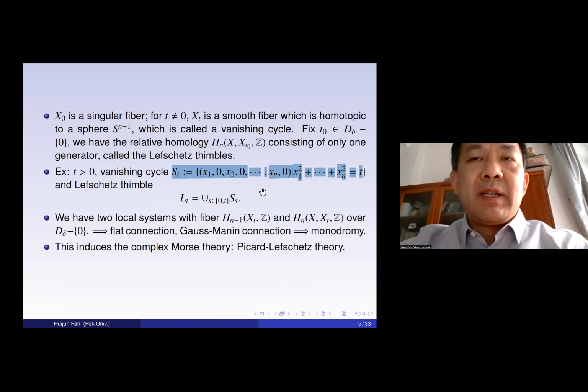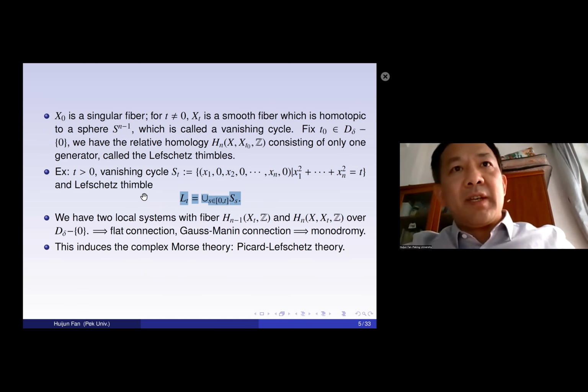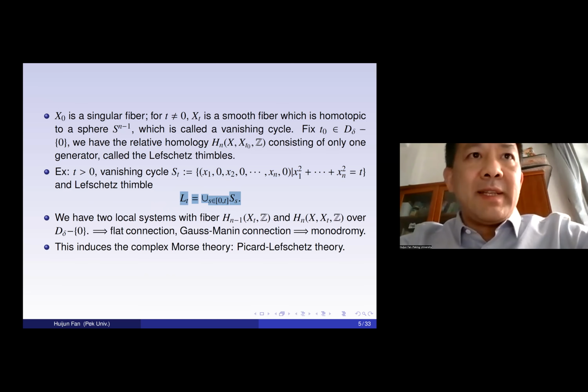So this is the n-1 sphere, and then we combine the vanishing cycle together to get the Lefschetz simplex. So you can see if you let t go to 0, the sphere will become smaller and smaller, and then vanish as a critical fiber.